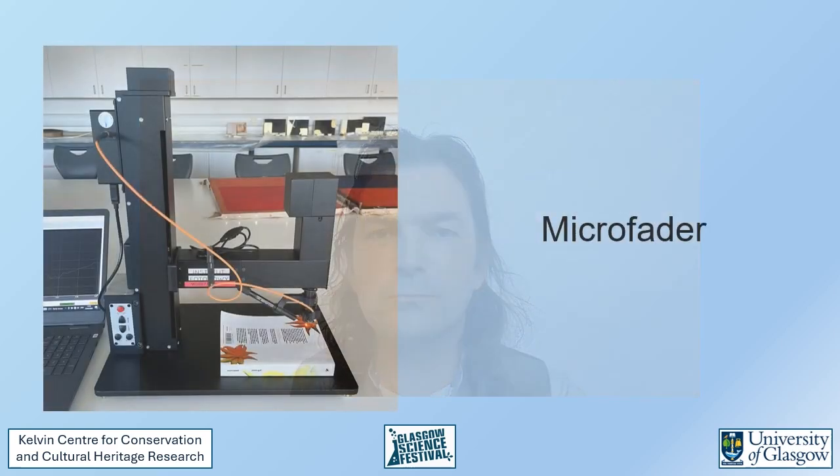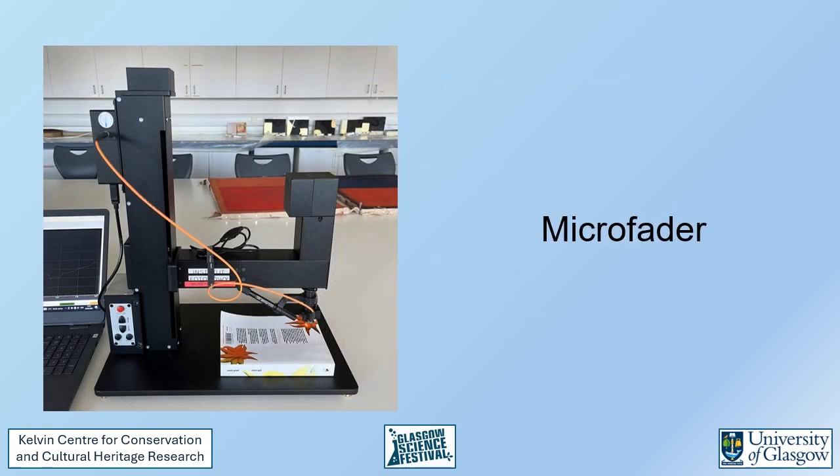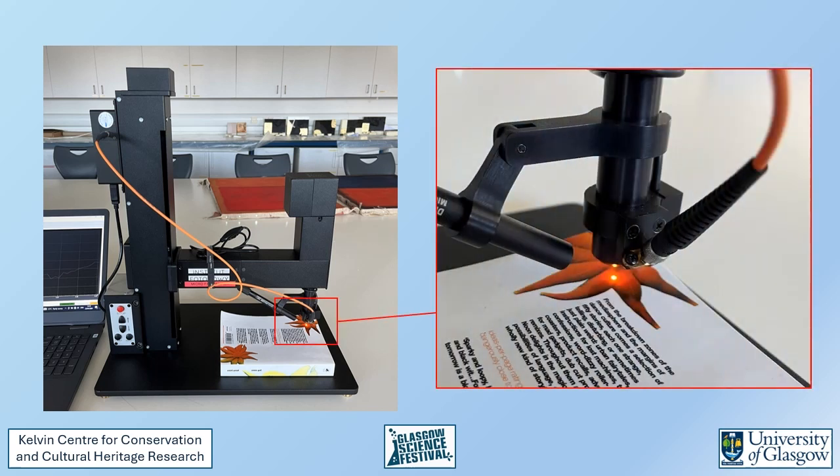But we can also carry out a similar experiment to the one we thought about earlier. To do this, we use a special piece of equipment called a microfader. This exposes a tiny area of an object to a bright light for a short period of time and measures how the colours change. Unlike our previous experiment, this change is too small for us to see, but it can be measured by the equipment.